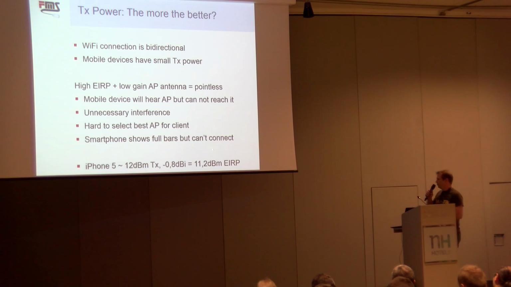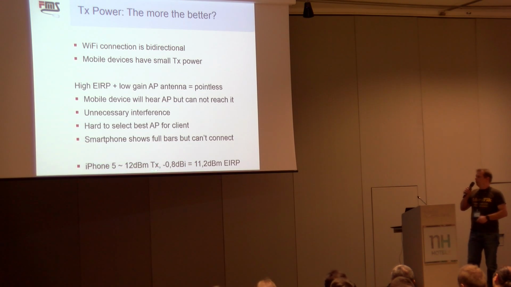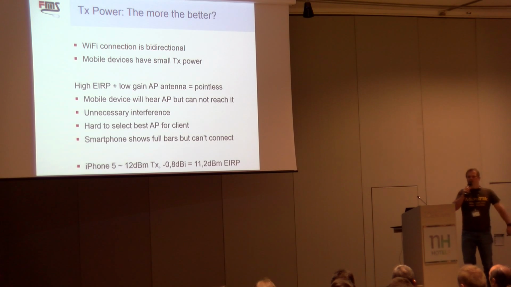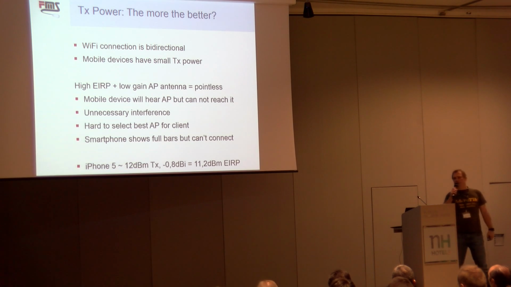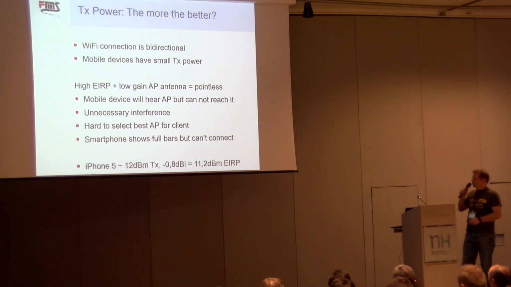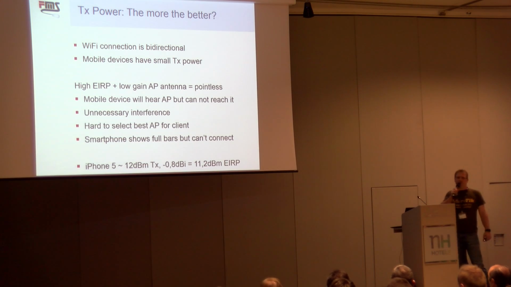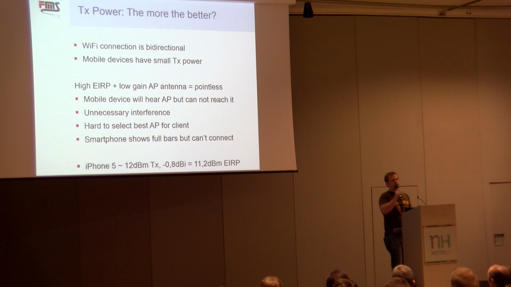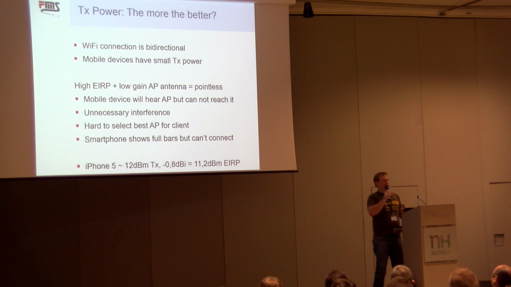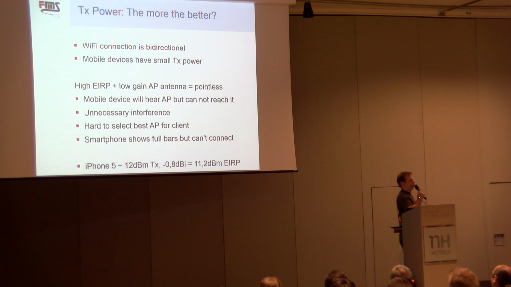To give you figures for an iPhone 5, for example, it has a maximum TX power in 5 gigahertz of 12 dBm, and even a negative antenna gain of -0.8. So it will drop you with an EIRP of about 11 dBm. So very often it will be pointless to have a higher power set at your access point. It's not 100% true, since the access point has better receiver sensitivity, so it can actually use a smaller signal.